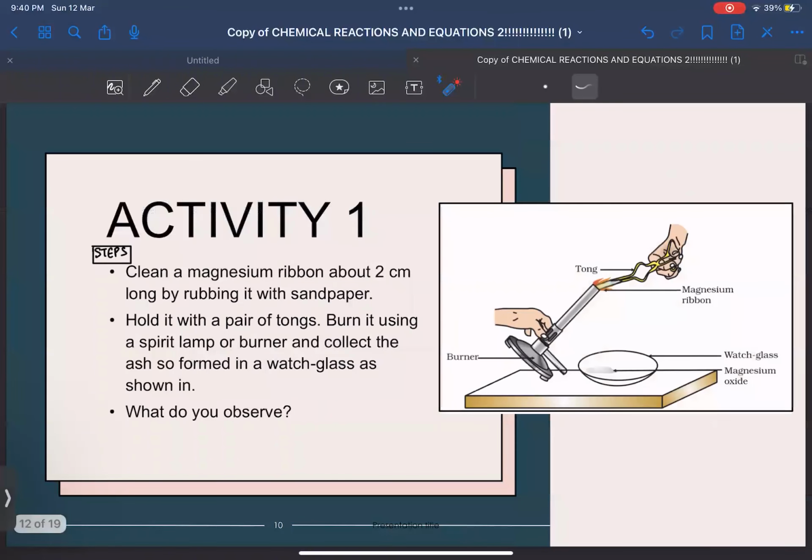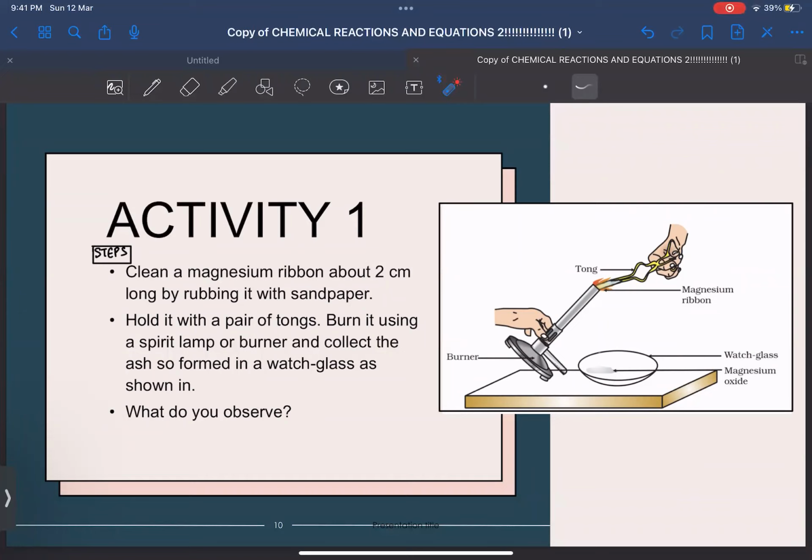So here we have a few activities that demonstrate chemical reactions and make it more simple for us to identify when a chemical reaction has occurred. Activity 1. This is the setup for the activity. Over here, we have a magnesium ribbon. We clean it with sandpaper.